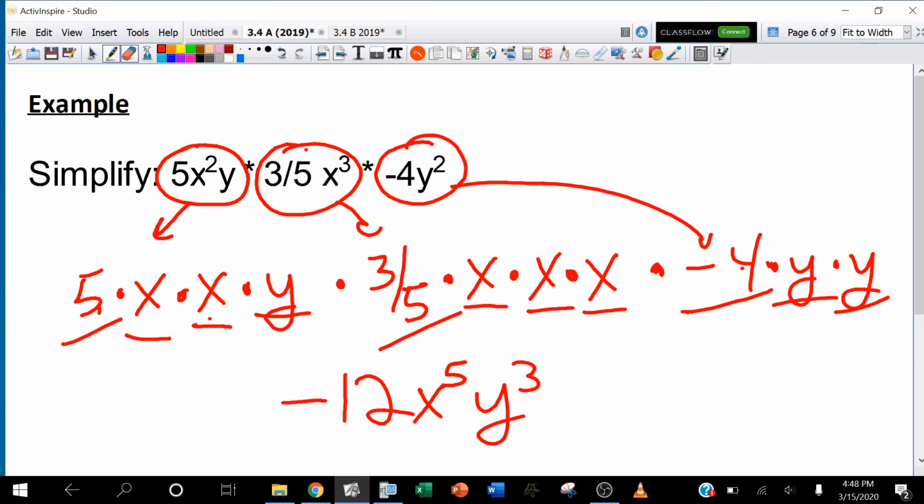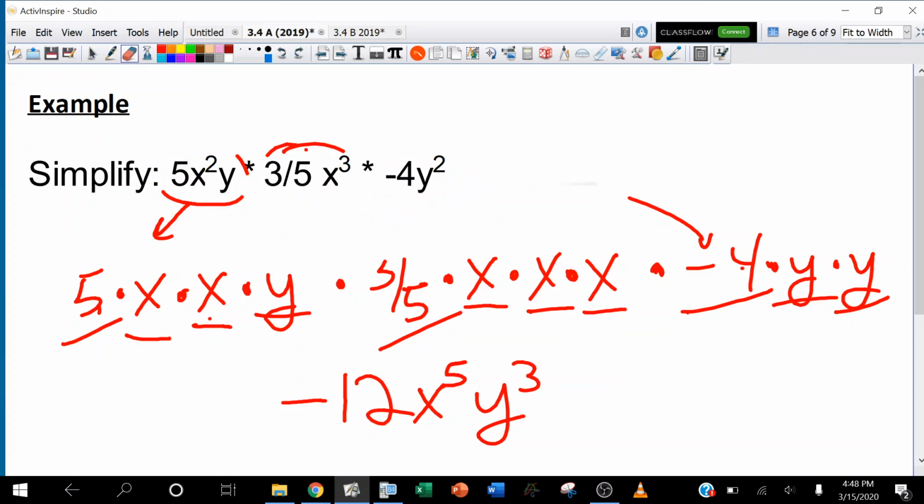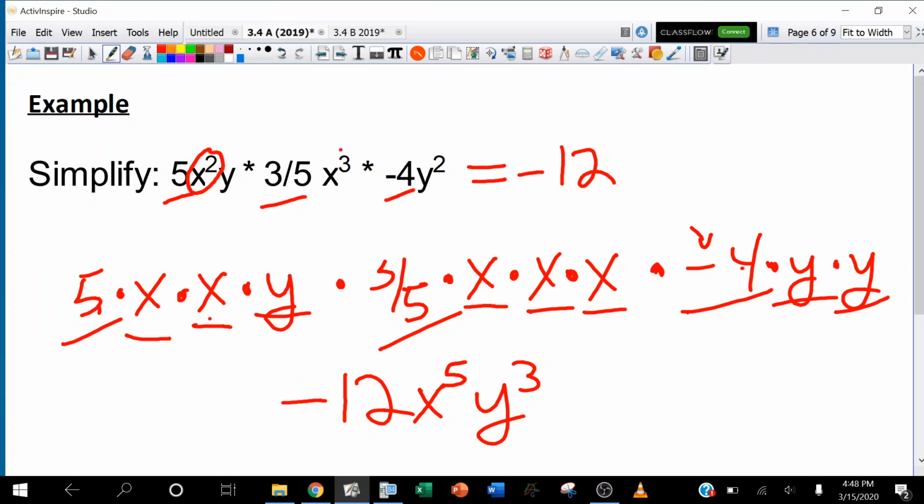So as far as the shortcut goes, I'm going to still keep the same thing that we did before. So I'm going to start with those coefficients, the 5, the 3/5, and the negative 4. So when I do 5 times 3/5, that's 3, and then 3 times negative 4 is negative 12. So I have that there. Then I got the x's. So I got x squared, x cubed. So because the bases are the same, I can add the exponents. 2 plus 3 would be 5. So that's x to the 5th.